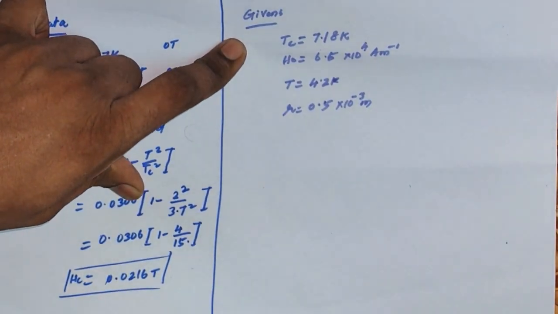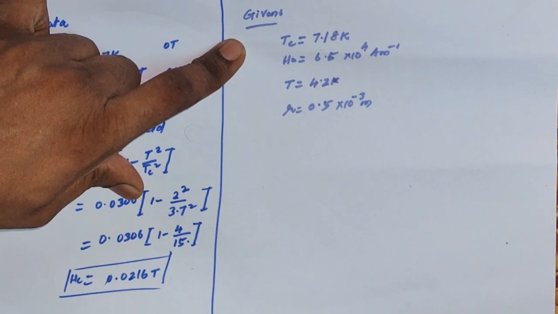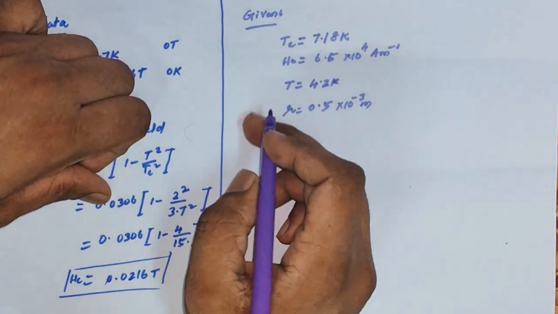Now they are asking for the critical field as well as the critical current density of the lead wire. So these are the quantities we are going to evaluate, and the final thing is the critical current density. For that, for the critical current, we first need to find the critical field.